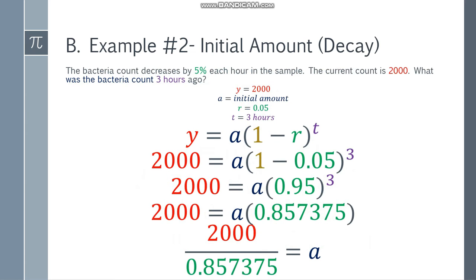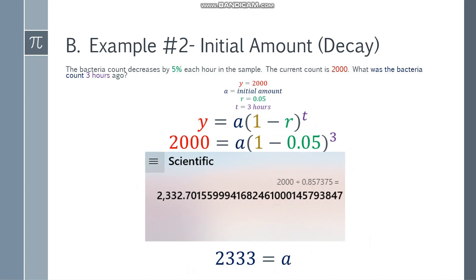And you will get an answer of 2,332.7015 and so on. But since we are asking about the count, the final answer will be 2,333. So the number of bacteria 3 hours ago was approximately 2,333, because this is the more accurate answer, but we have to round it up.